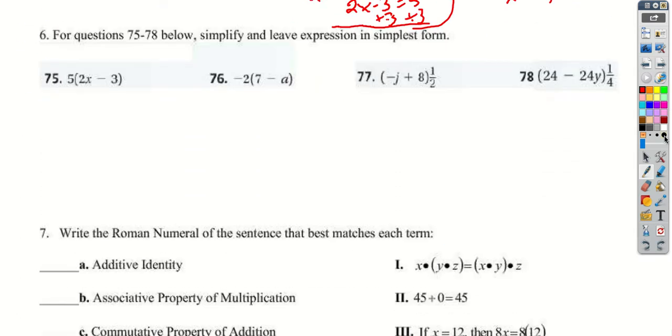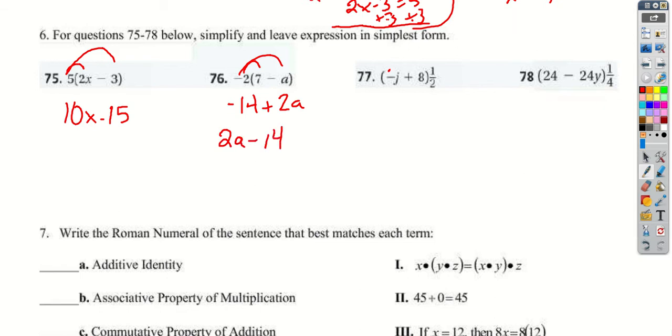Simplify and leave the expressions in simplest form. So distribute the 5 for the first one. That's 10x minus 15. Remember, when we're doing this simplest form, it means we're putting them in descending order, no more parentheses. Okay, negative 2 through is negative 14 plus 2a. And descending order means we put the 2a first and the negative 14 second.